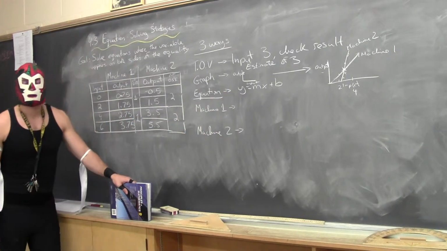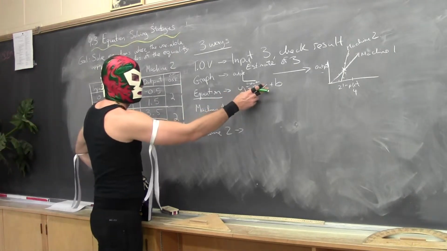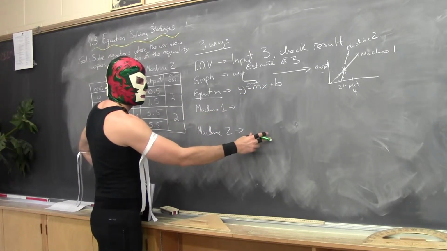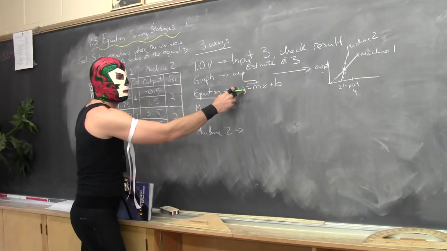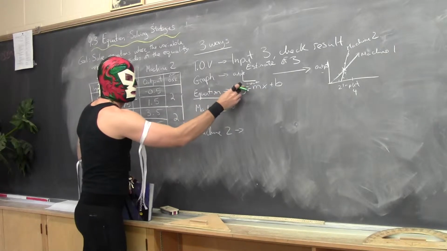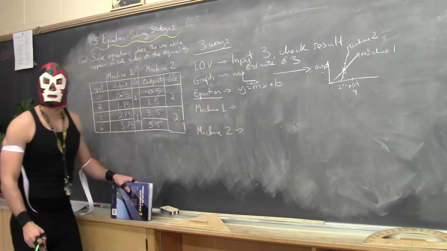The equation of the line. If we know these two equations, y equals mx plus b and y equals mx plus b, then we can set the y value the same. So we have an equality. We'll say the y is equal, and then from there we can solve.